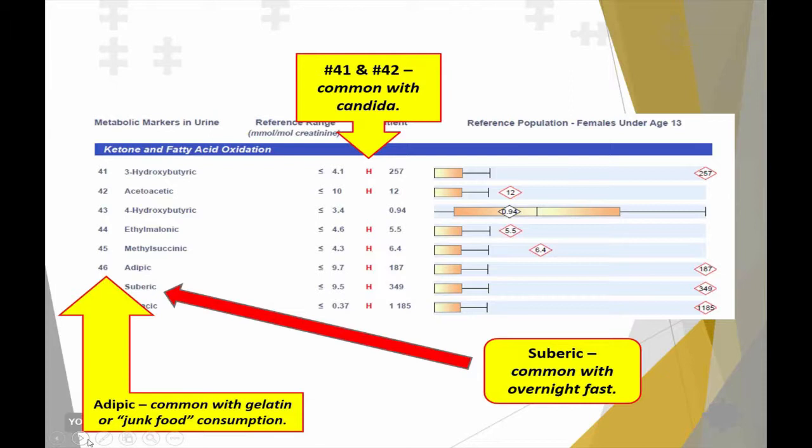And then there's a few things that show up from time to time that are worth noting, like elevations of adipic, for example, that are just kind of mildly high. Many times seen with somebody who's consuming a lot of gelatin or junk food. Suberic elevations, mildly high, sometimes are linked to an overnight fast. This particular example that you're seeing in here is not of somebody who had a metabolic disorder. It was of somebody who was using MCT oil, medium chain triglyceride oil, in an attempt to fight candida. Okay, so it was just inflating the numbers on the test.